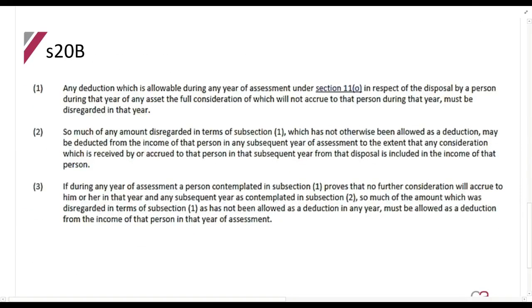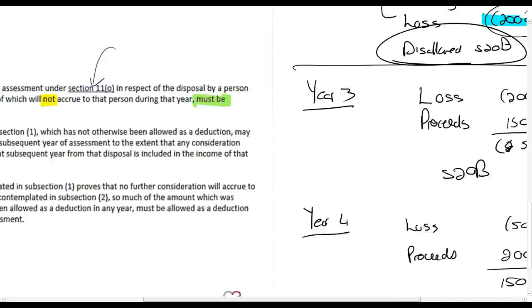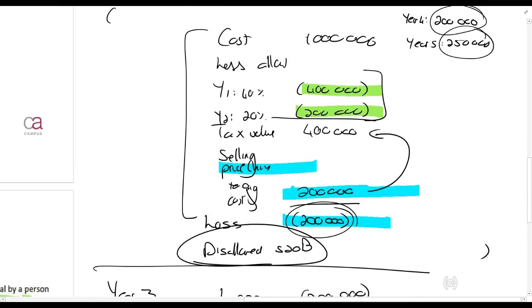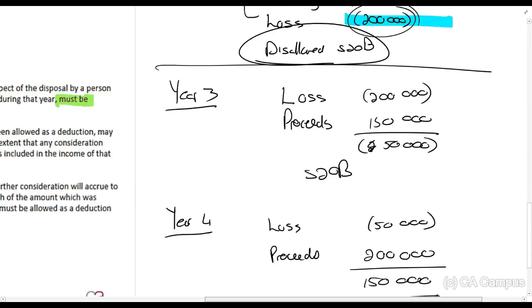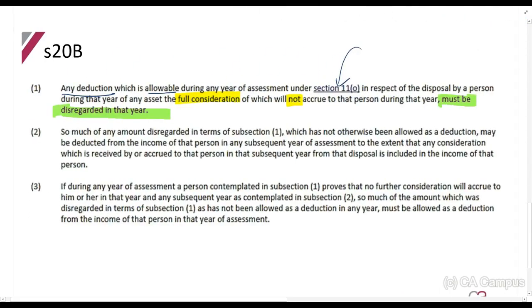Here it is in the Act, section 20B. Any deduction which is allowed in terms of section 11(o) in respect of the disposal by a person during that year of assessment, the full consideration of which will not accrue to that person during that year, must be disregarded. So they're saying, you sold this for 200,000 rands, but that's not the full consideration you're going to receive. The rest is going to come in years 3, 4, and 5. We don't know what it is yet. Then you must disregard it.